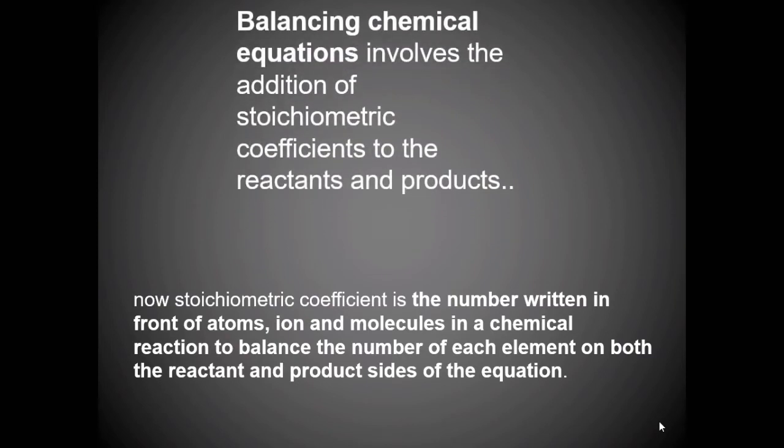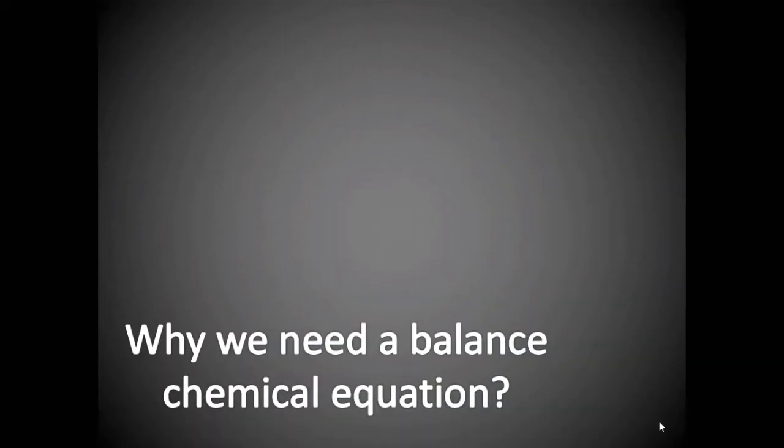A balanced chemical equation is basically adding stoichiometric coefficients to the reactants and to the products. Stoichiometric coefficients are the numbers written in front of atoms, ions, and molecules in a chemical reaction to balance the number of each element on both the reactant and the product side of the equation.